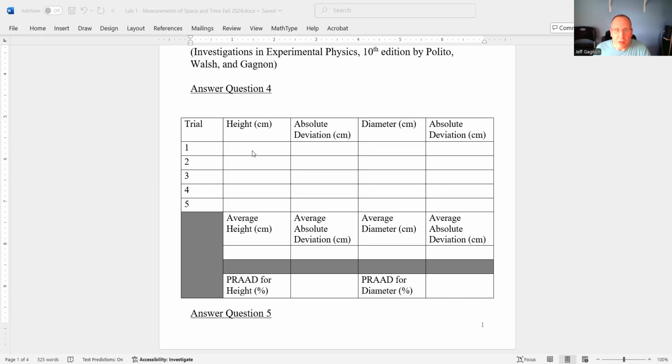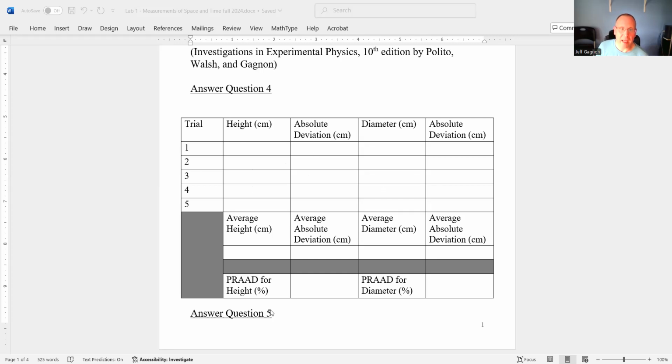Okay, so you're going to take 5 measurements of the height, 5 measurements of the diameter, right? Again, all these values will be to 2 decimal places, right? Because remember the resolution is 0.01 centimeters for the vernier caliper. And then question 5 is first of all, you want to give all your data. So you want to fill in this entire table here, right? And make sure you include it in your lab report with your particular values in here.